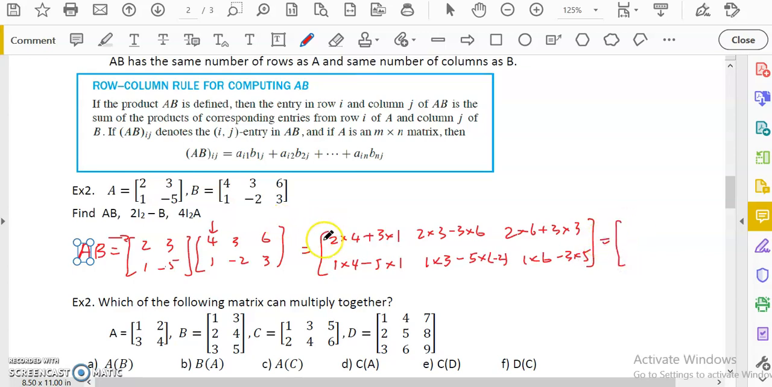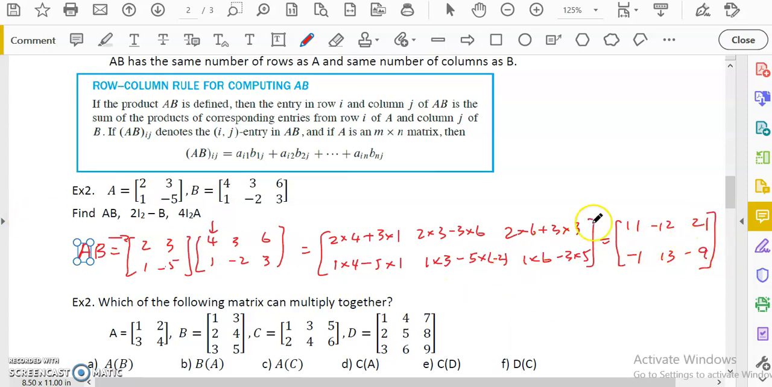Now we're going to do the add together. So this would be 11. 2 times 3 is 6. 6 minus 18 is negative 12. 2 times 6 is 12. 12 plus 9 is 21. Then 1 times 4 is 4. 4 minus 5 is negative 1. 1 times 3 is 3. 3 plus 10, 13. And then 1 times 6 is 6. 6 minus 15 is negative 9. So you would have this answer.